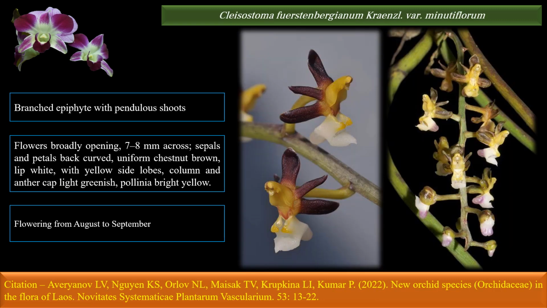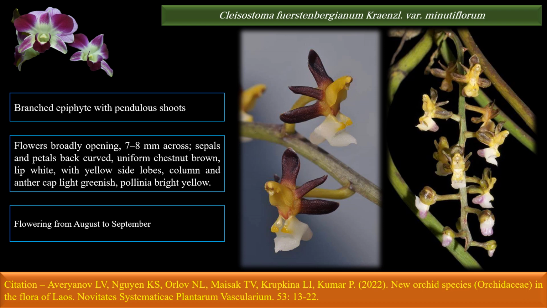Then comes Chrysoglossum fluorescens. It is an epiphytic orchid, a branched epiphytic orchid with pendulous shoots. As per this particular paper, the citation that I have given below, I get to know about its morphology: the stem is slender and pendulous, simple or laterally branching near the base, with few distant, secund leaves in the apical half.